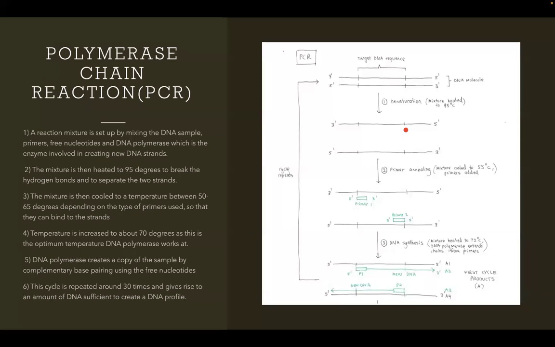And then you'll have DNA synthesis occur at about 72 degrees, because that's the optimum temperature for DNA polymerase to do its work by basically bringing these free nucleotides and catalyzing the formation of hydrogen bonds between the conservative strand and the new one. And this cycle is repeated countless times until you've got sufficient DNA to create a DNA profile, and that can be used to, say, for example, identify a criminal that you're looking for in the crime scene.